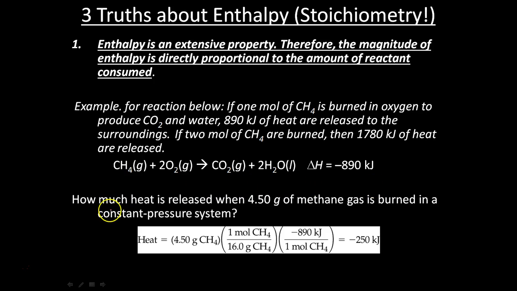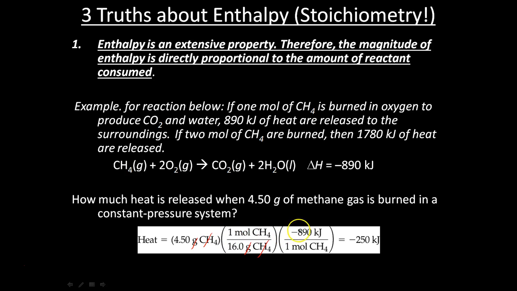So if we were to ask how much heat is released when 4.50 grams of methane gas is burned in a constant pressure system, this is assuming we have all of the oxygen we need to completely burn the methane. What we have to do is take the mass of the methane and convert it into moles of methane, just like we did in chapter 3 and chapter 4, so that we can do this direct conversion. So we use the molar mass of methane to convert it into moles. Notice the grams will cancel here, and we'll be in units of moles of methane.